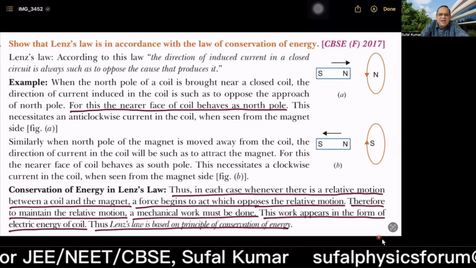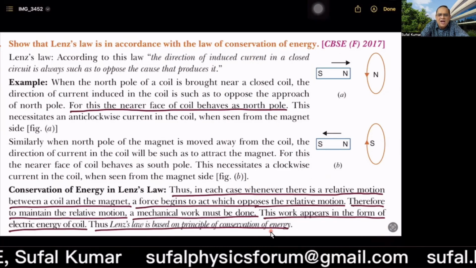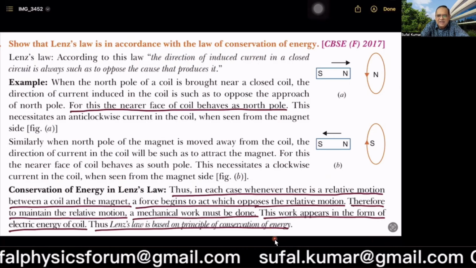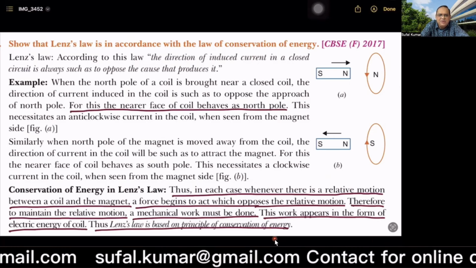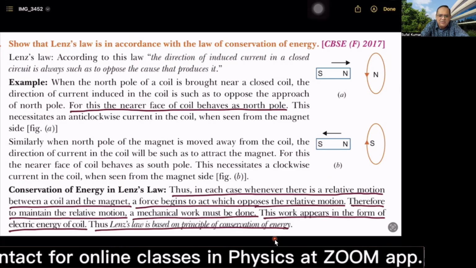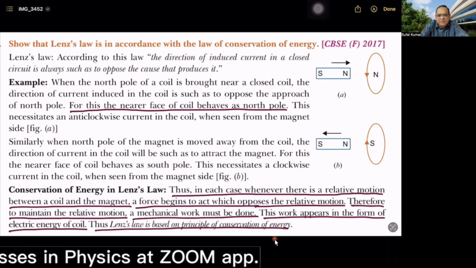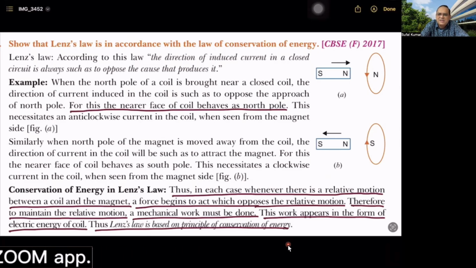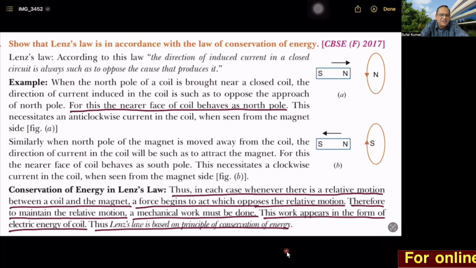You can go through this whole answer and take a screenshot also, because this is a very important question from the board's point of view. So this was the first part in the lecture series on electromagnetic induction.